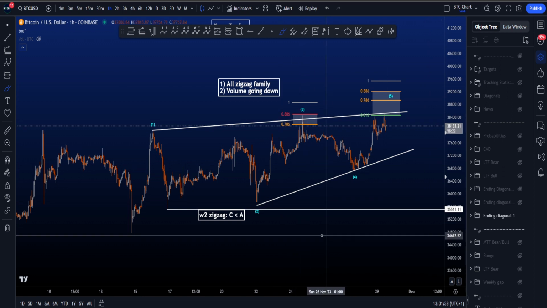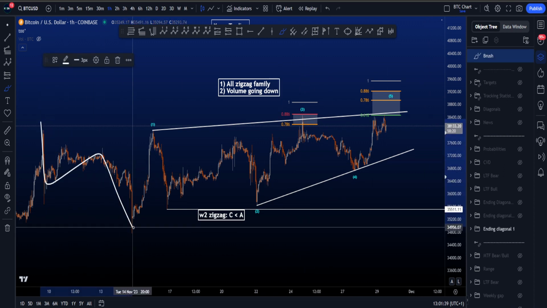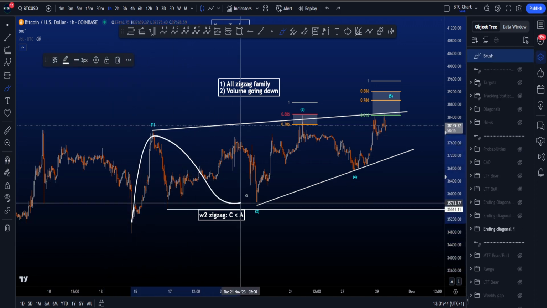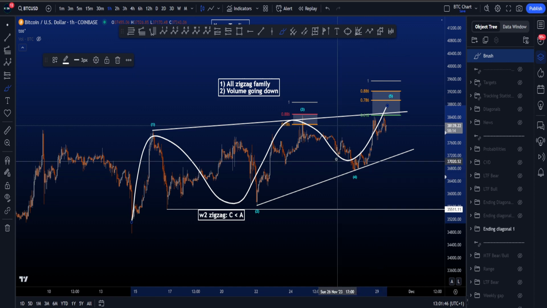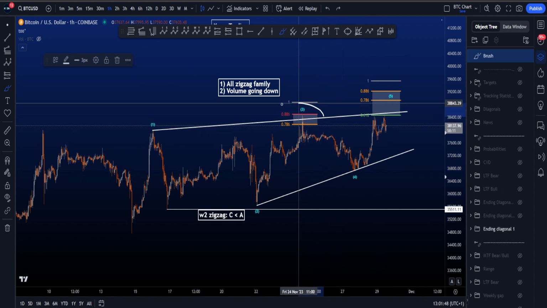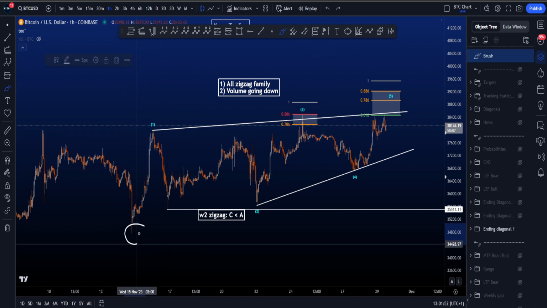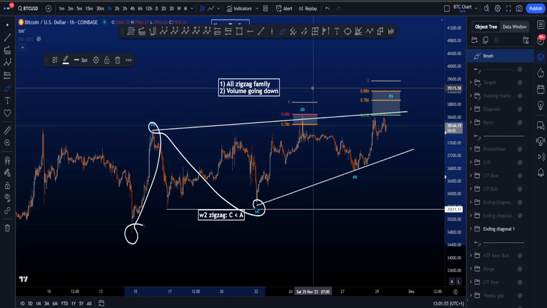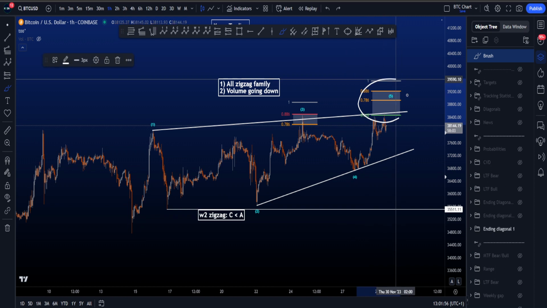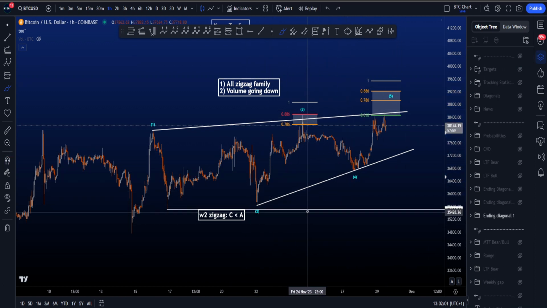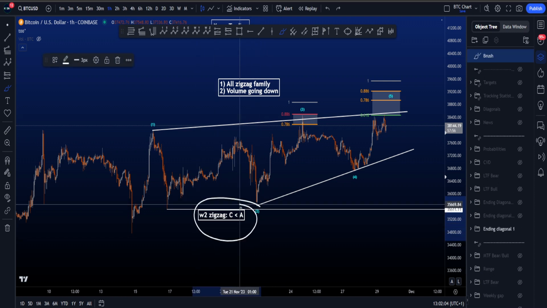Starting with the first ending diagonal here, where this 3-wave correction is a zigzag in a wave 4, and we're looking for a wave 1, 2, 3, 4, 5 ending diagonal. The most common target for wave 3 is between the 786 and the 886 trend-based fib extension, taken from the low to the high of 1 to the low of wave 2, and the most common target for your wave 5 is taken from the low of 2 to the high of 3 to the low of wave 4. But the problem is what I wrote over here.